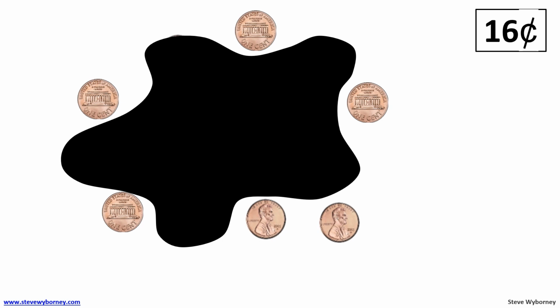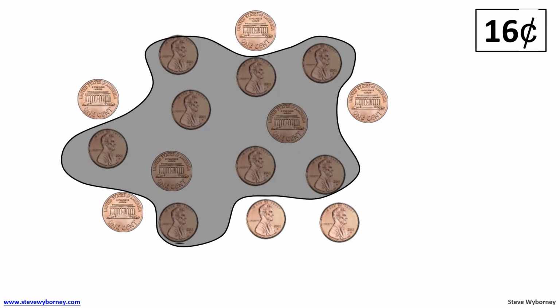Maybe you counted back from 16. 15, 14, 13, 12, 11, 10, 9, 8, 7, 6. That's 10. Because you know 16 pennies minus the 10 that we're hiding would help us get to 6 pennies. 16 minus 10 equals 6. Let's check. There's 10 pennies hiding.